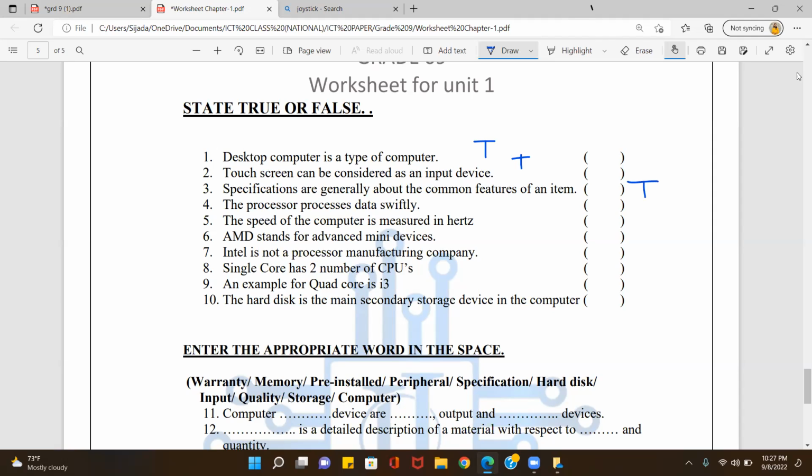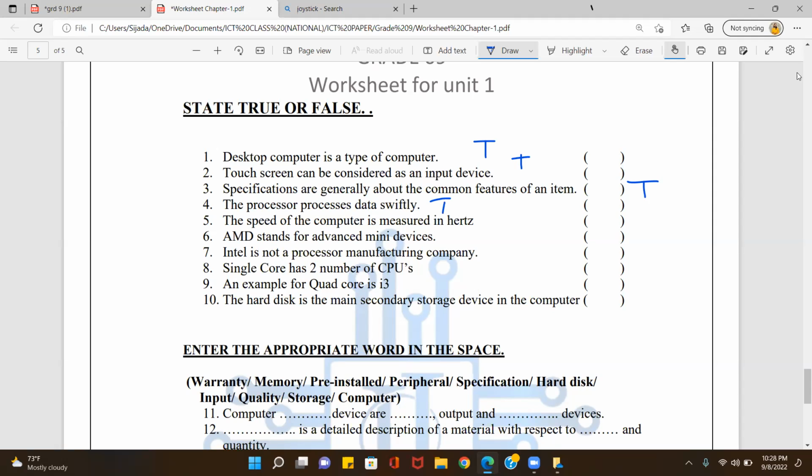The processor processes data swiftly. That means the processor will process data fast. Yes, it does, but it depends on the processor. If it's a single core, it's going to be slow. If it's a dual core, it's a little faster. Quad core is going to be faster. But somehow or other, processors are responsible for processing data in a speedier way.